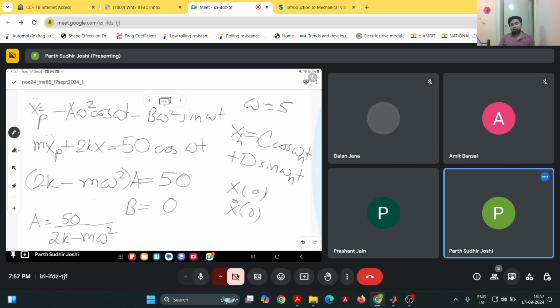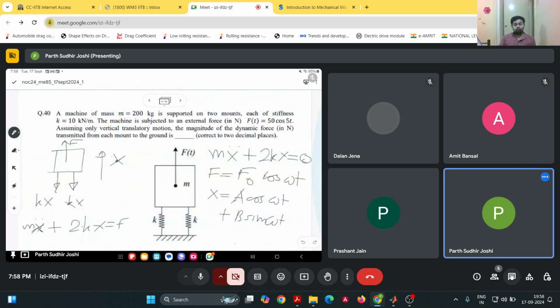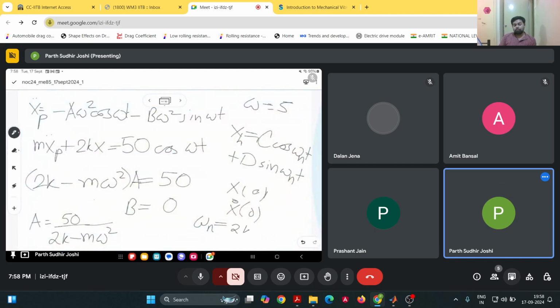So depending on that, we will get these values of C and D. And now we know what omega n is. Omega n is basically the natural frequency without any external force applied, so for free vibrations, omega n is root 2k by m, right? So that is the natural frequency. Based on the initial conditions, we get the values of C and D.